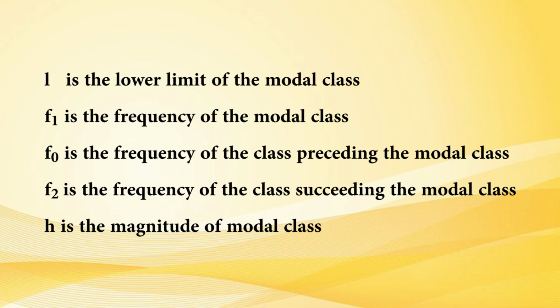Where L is the lower limit of the modal class, f1 is the frequency of the modal class, f0 is the frequency of the class preceding the modal class, f2 is the frequency of the class succeeding the modal class, and h is the magnitude of the modal class.